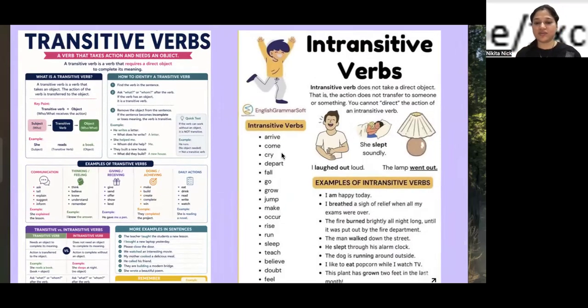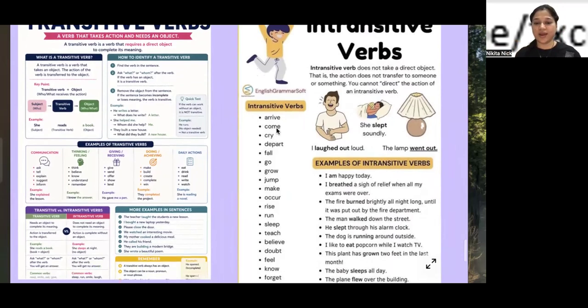These are intransitive verbs: arrive, come, cry, depart, fall, go. So these are common, so these are intransitive. I'm happy today. I breathed a sigh of relief when all my exams were over. The fire burned brightly all night long until it was put out by the fire department.